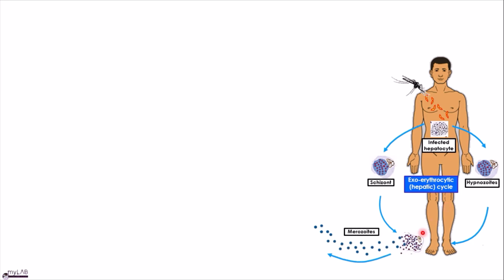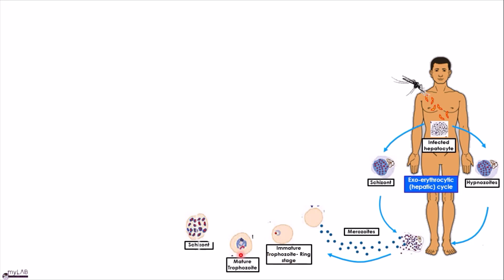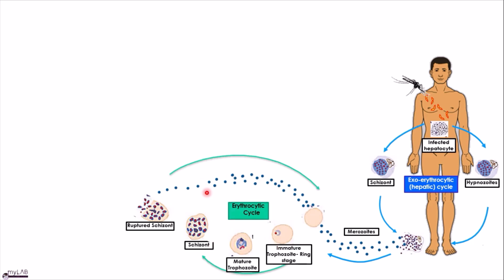Once the schizont or hypnozoites rupture, they release merozoites, and merozoites infect red blood cells, and red blood cells will then develop into immature trophozoite, what we call ring stage, and then develop into mature trophozoite, and then mature again into a schizont. Now at schizont, there is rupturing of the schizont, and this will now release more merozoites that will infect new red blood cells. And this cycle is referred to as the erythrocytic cycle.